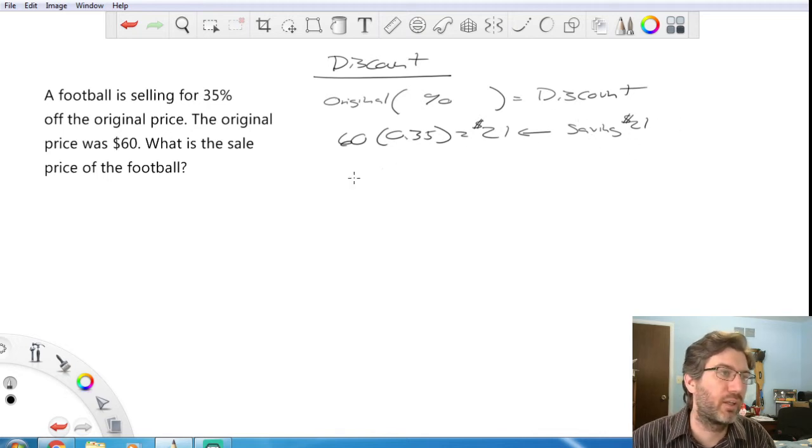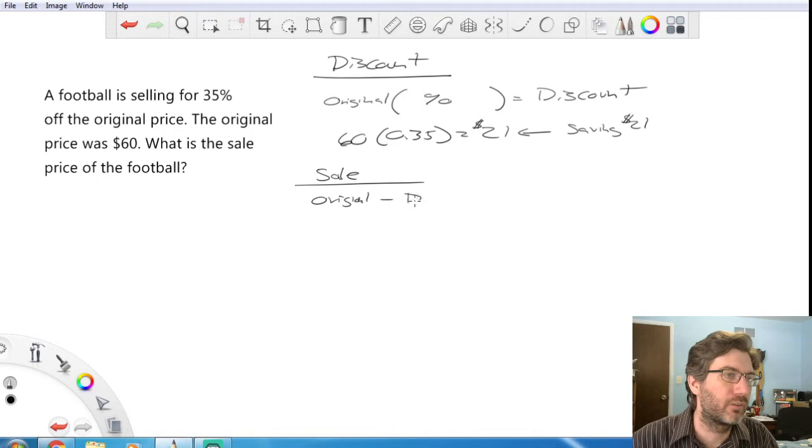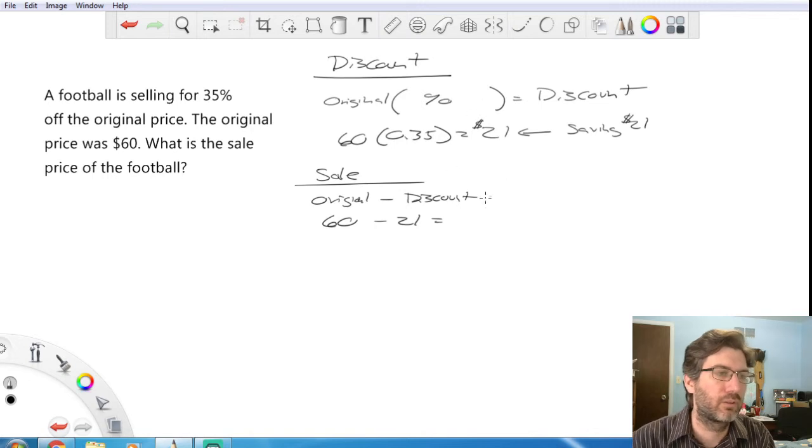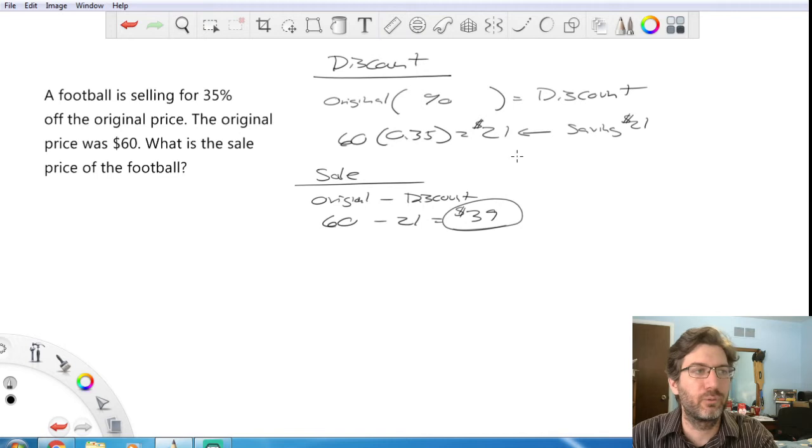So to get what you're paying, you then take your original price. So sales price is going to be your original price minus your discount. So that's going to be 60 minus your 21, which is going to give you $39. 60 minus 21 gives you $39 for your sales price. So you could do it that way.